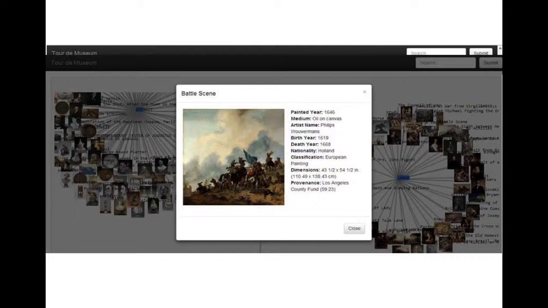This is a visualization where battle is our root node and the other adjacent nodes are the museums, and you see the paintings being connected. When the user clicks on one of the paintings, you see the painting description and other relevant details. The user can toggle between the graph visualization and the slideshow visualization.